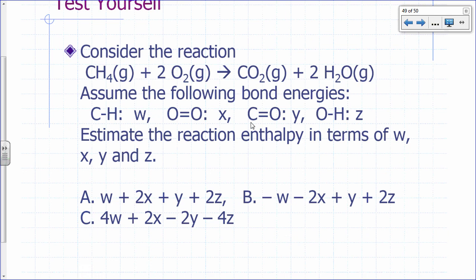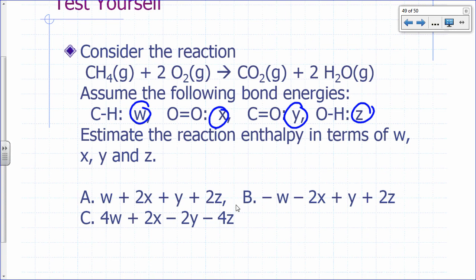All right, so let's consider this reaction right here. Methane plus oxygen gives you CO2 plus 2H2O. Let's say we've looked up the bond energies to be W for a C-H bond, X for the double bond between 2 oxygens, Y for the double bond between carbon and oxygen, and Z for an O-H bond. What's the delta H for this reaction in terms of W, X, Y, and Z?